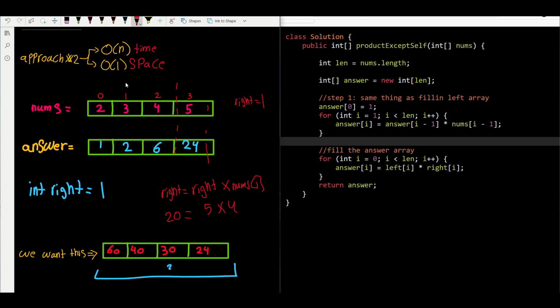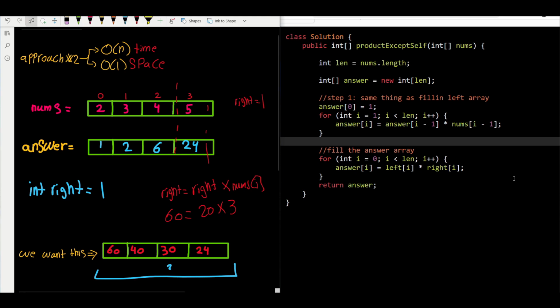So now when we go to index 1, we can take this 20 times this 2, which equals 40. And again, we need to update the right. Now the right is 20, and nums of I is 3, and 20 times 3 is 60. Now when we go to index 0, we can say the right section, which is 60, which represents 3 times 4 times 5, times the left section, which is this one. 60 times 1 is this 60.